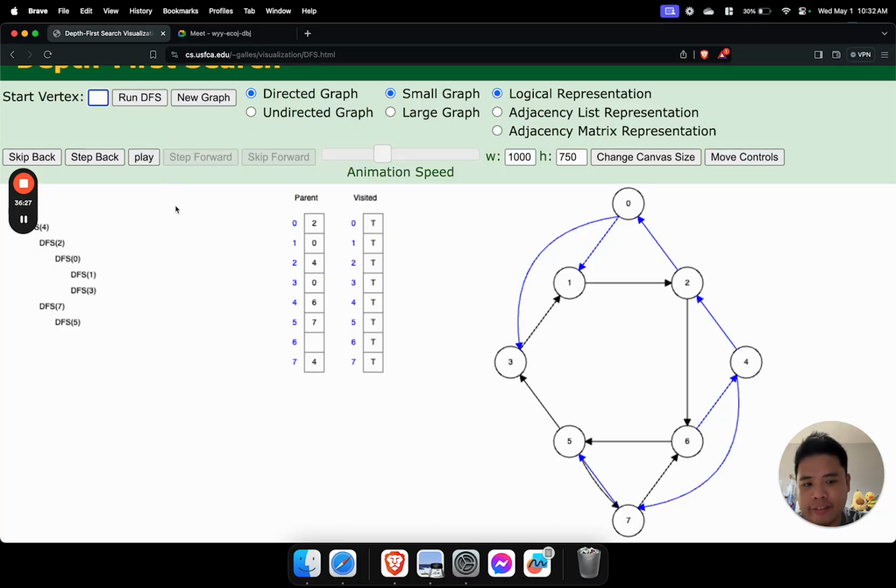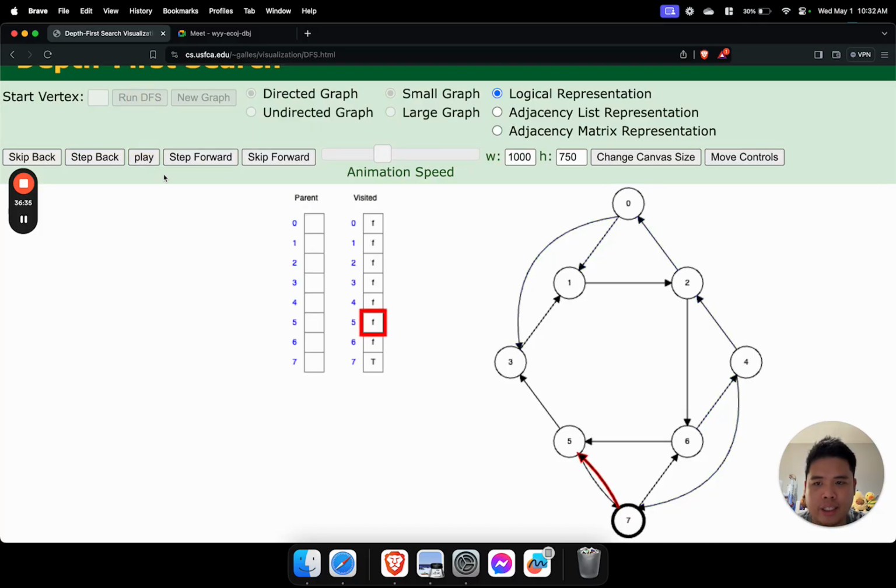So let's start with any vertex. Let's just say I'll start with vertex 7 and let's run DFS. Play. Okay, let's pause. So we started with vertex 7. We set 7 to be true, or it's visited already. Now 7 has an arc going to 5 or 6. And in this case, we are going for ascending order. So it's checking for 5. Is 5 already visited? No, it's not. So I'm going to set 5 to become visited.